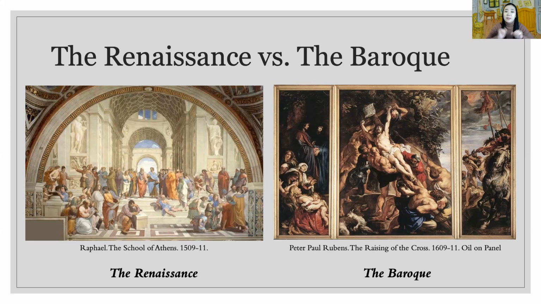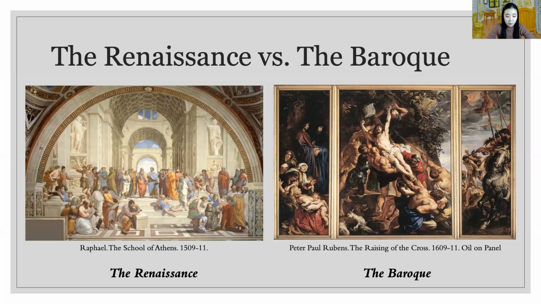What else? How about the light? Oh yes, the lighting. Lighting is definitely different, right? The Baroque looks like the light is shining down onto them, and the Renaissance is filled with light. That's right.